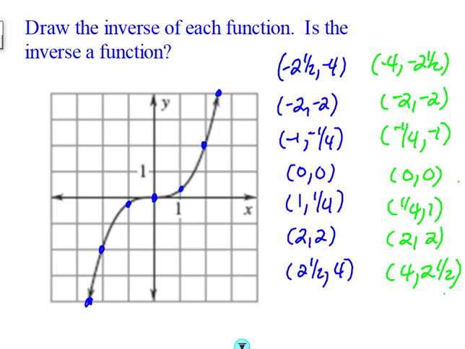Alright, now let's graph the inverse. So we've got (-4, -2.5), (-2, -2) didn't move, (-1/4, -1), (0, 0) didn't move, (1/4, 1), (2, 2), and then (4, 2.5). Alright, let's connect those.